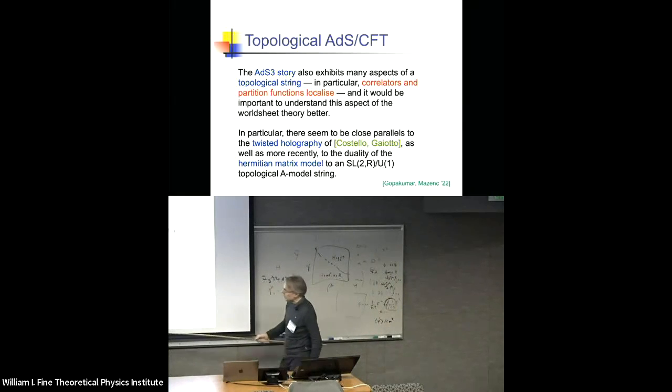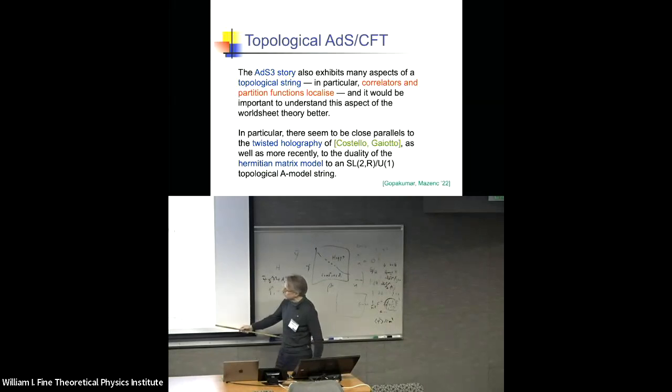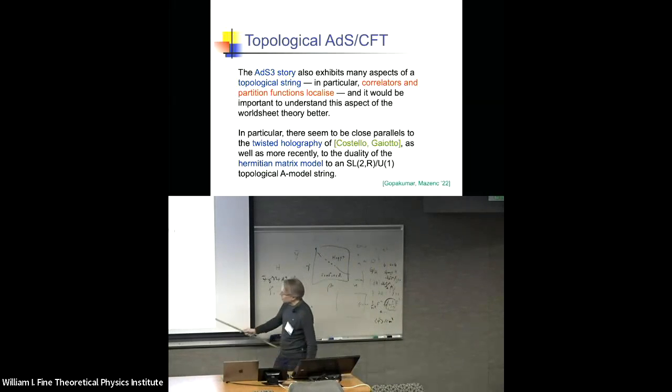And it's also very reminiscent of this recent progress of Rajesh and Nazenk, where they studied the Hermitian matrix model and they related it to some dual description. And the dual description involves this coset theory. And it's very similar to the SL(2,R) that appears in our AdS3 worldsheet theory. So it would be very interesting to make contact with that.